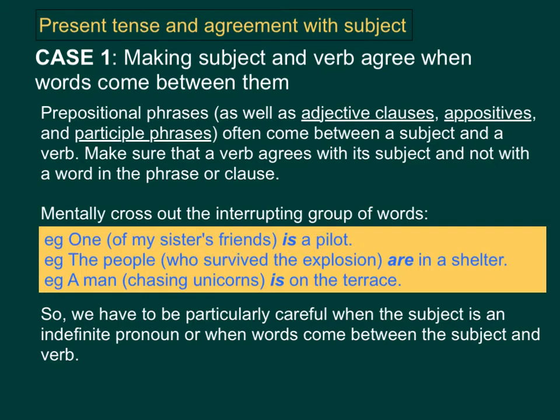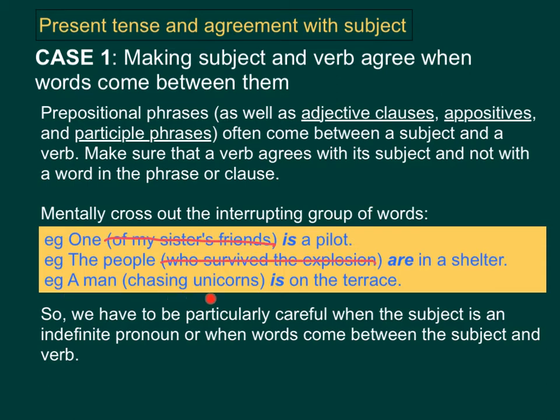In this case, the subject is one, and the verb is, while of my sister's friends is an interrupting group of words. The next example. The people who survived the explosion are in the shelter. In this example, the people are the subject, and the verb is are, while the interrupting group of words are who survived the explosion. Last example.